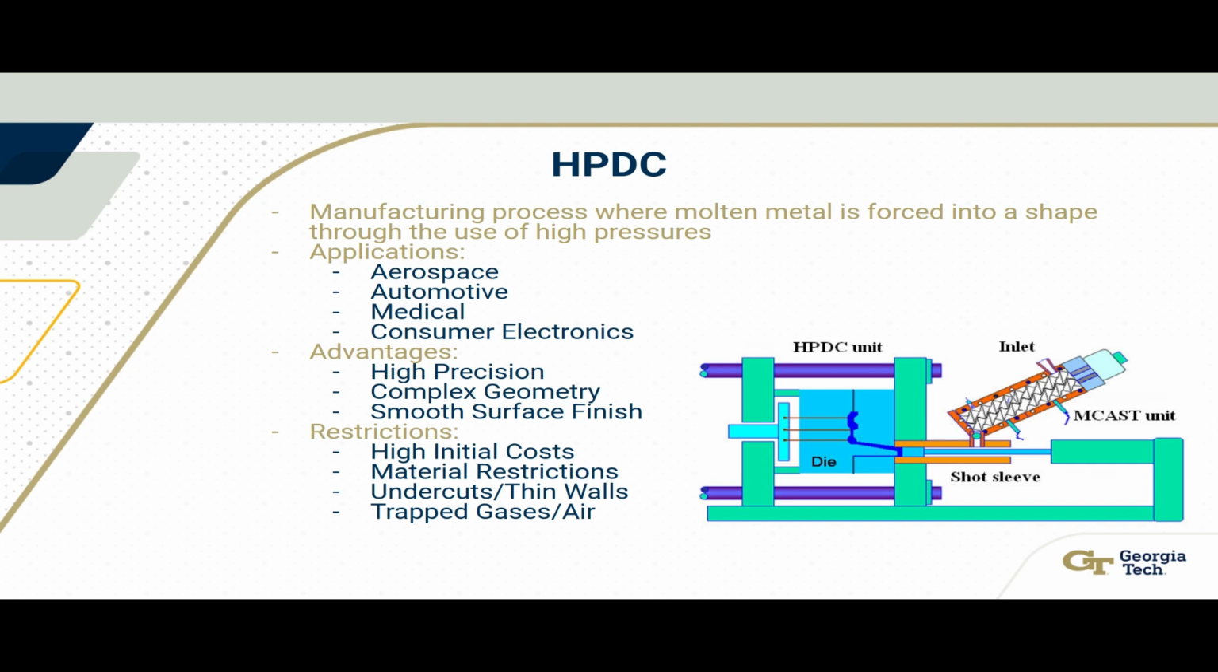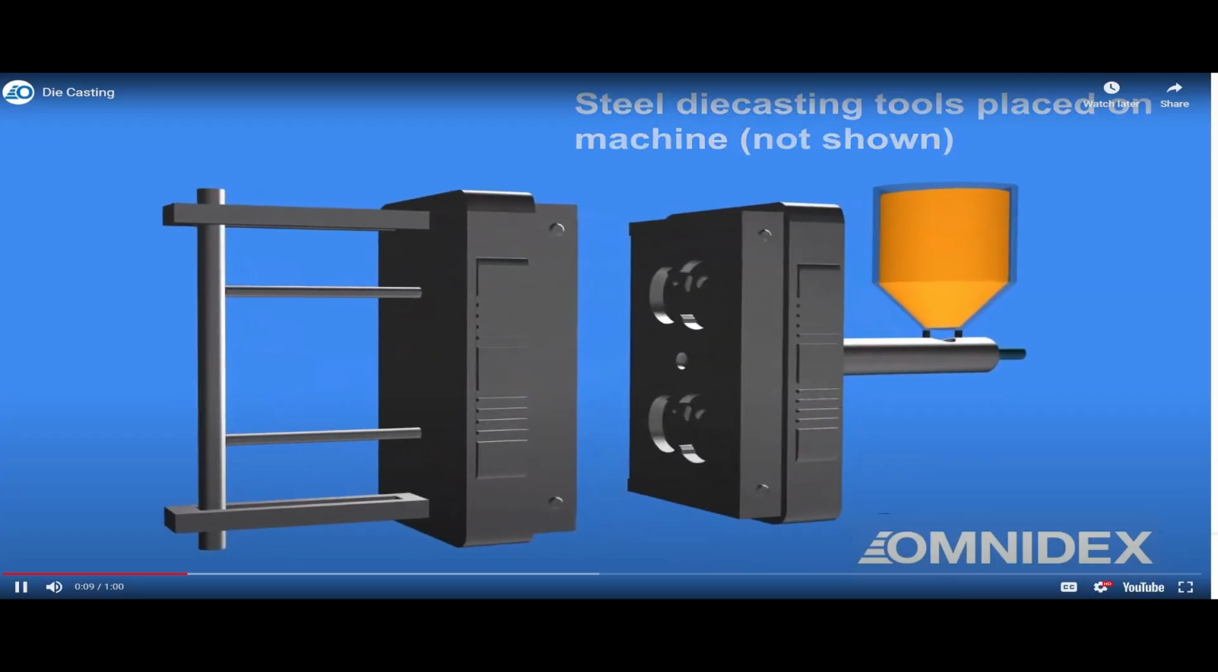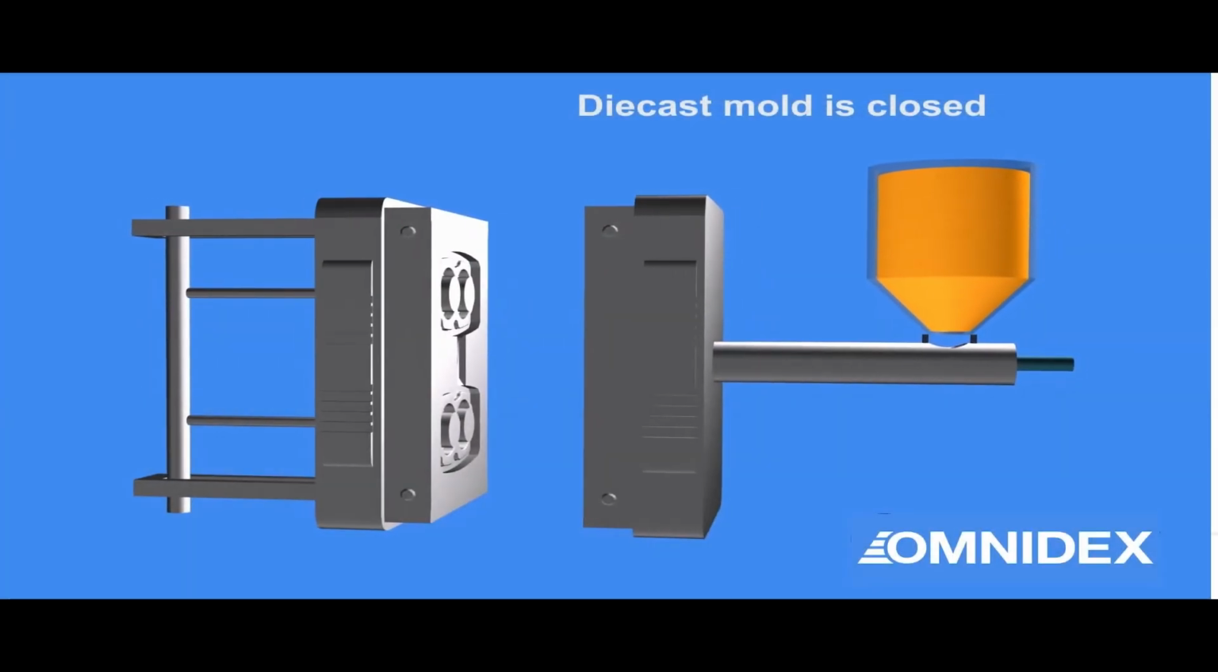The main restrictions or limitations with this is that there are high initial costs. Obviously, you can't work with every material. It needs certain thicknesses, and because of that, some geometry, such as undercuts or extremely thin walled geometry, may not be feasible. Furthermore, since it's using pressure and it's being entrapped in an enclosed area, there could be some trapped gases or air.